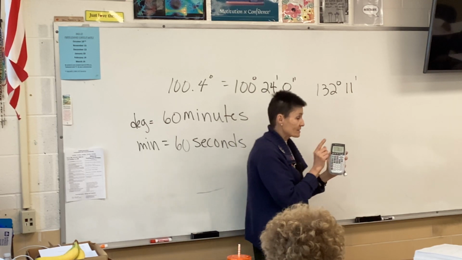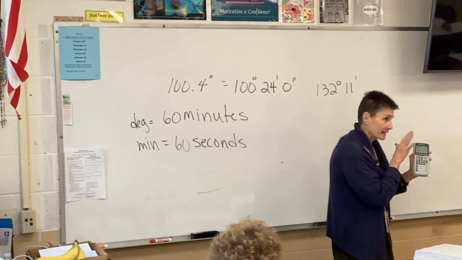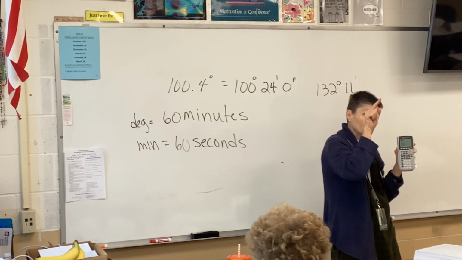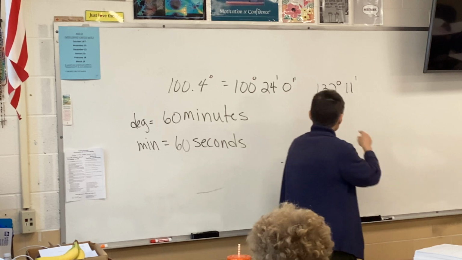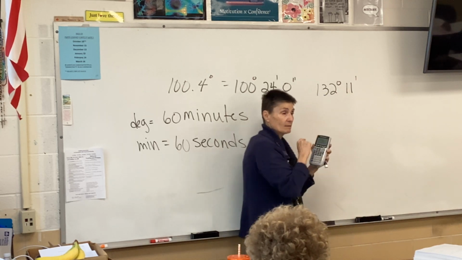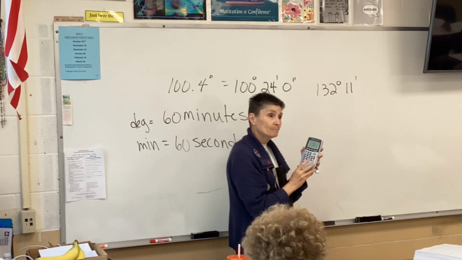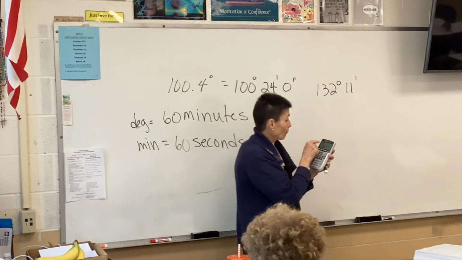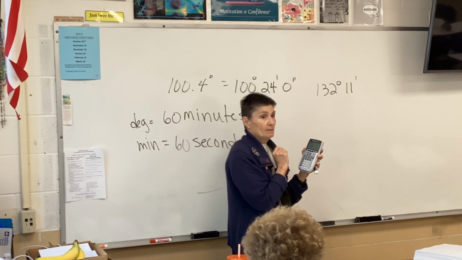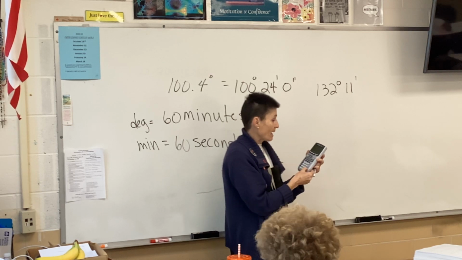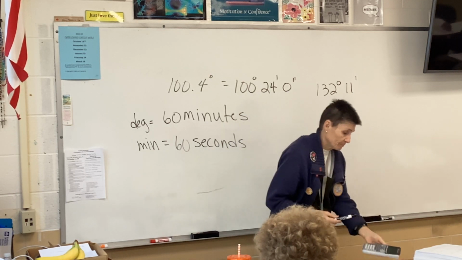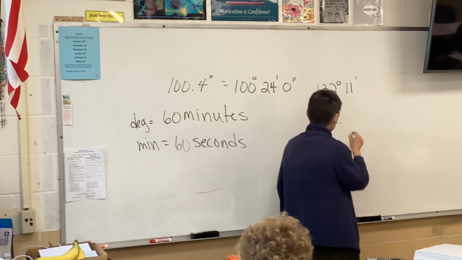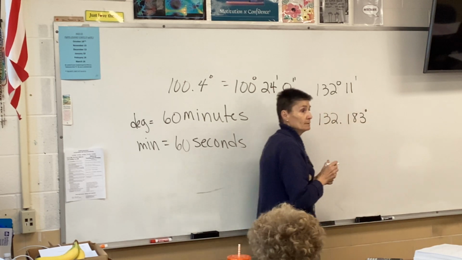Okay, now go back in the same place you were before, second apps, second angle, and you notice the very first thing in that list is a degree mark. So go ahead and press it. So now your calculator looks like 132 degrees. All right, now type the 11. Go back into second angle and look right under the degree. What do you see right under the degree? The minute mark. So go ahead and press that one. And your decimal is 132.183. I'm gonna have to round it off. Would you agree?